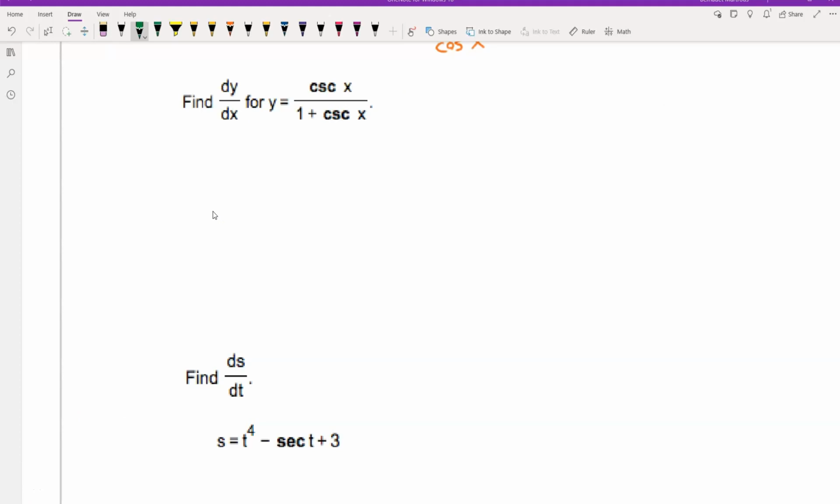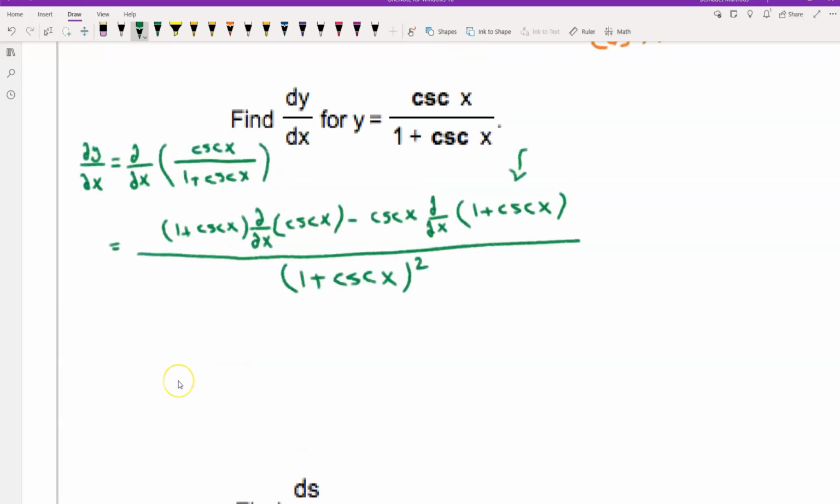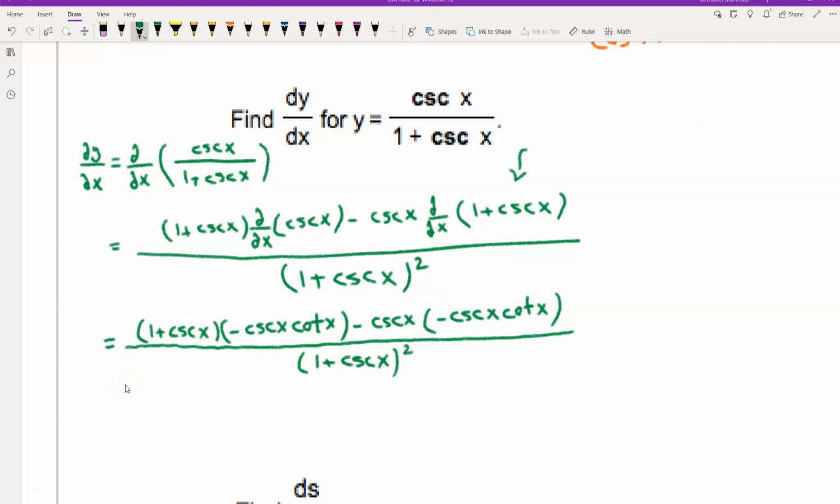Find the derivative of y with respect to x for y equal to cosecant x divided by 1 plus cosecant x. So the derivative of y with respect to x is equal to 1 plus cosecant x times the derivative of cosecant x minus cosecant x times the derivative of 1 plus cosecant x, divided by 1 plus cosecant x squared, and this is equal to 1 plus cosecant x times the derivative of cosecant, which is negative cosecant x times cotangent x, minus cosecant x times the derivative of 1 plus cosecant x.